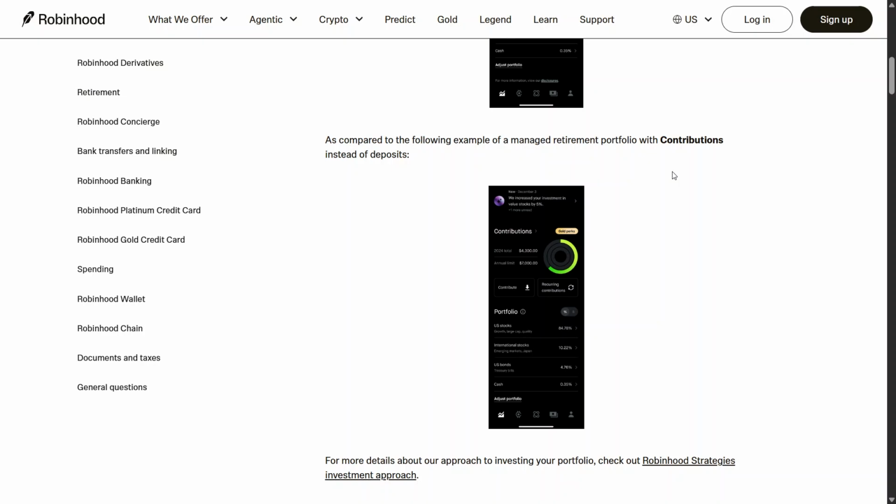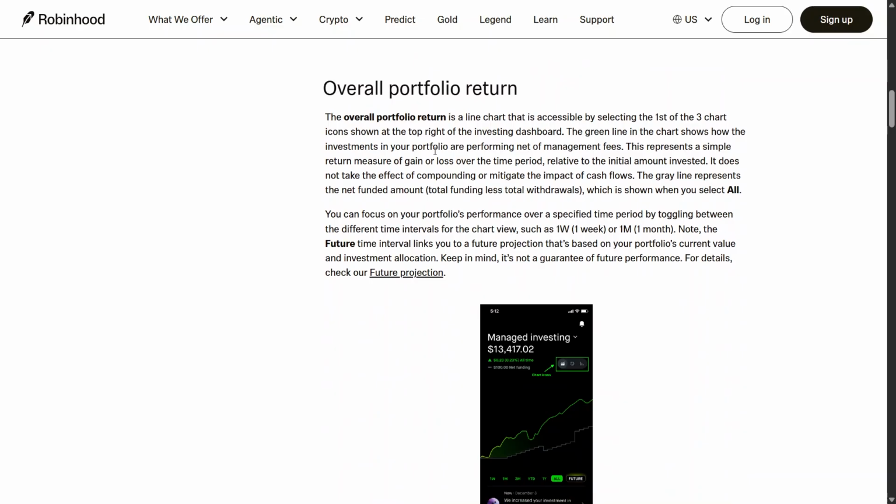Tap on any section of the pie chart to view more details. You can see the percentage of your portfolio invested in that category, along with the individual securities it contains. Scroll down to view additional portfolio information, including your deposits or contributions and your current asset allocation. If you're using a managed retirement account, you'll see contributions instead of deposits.